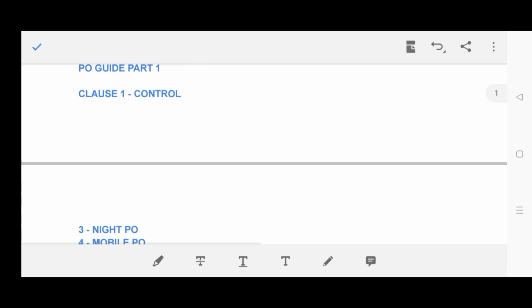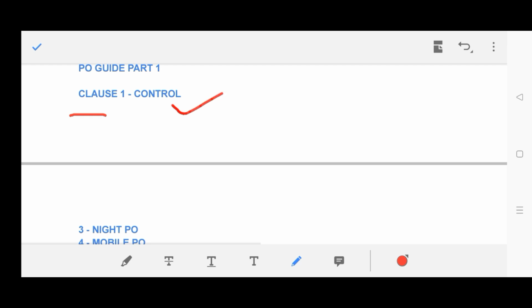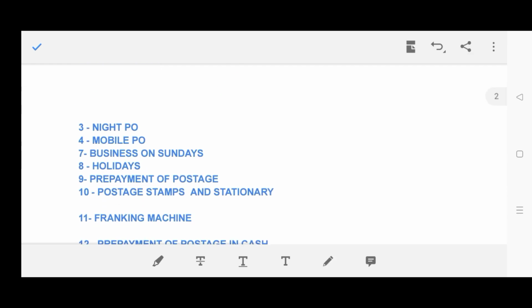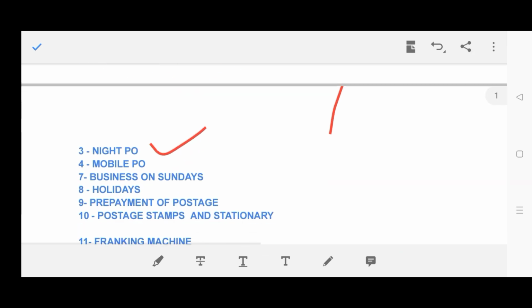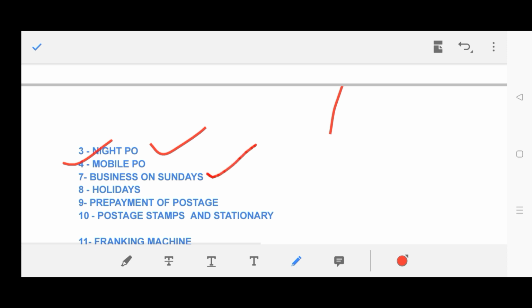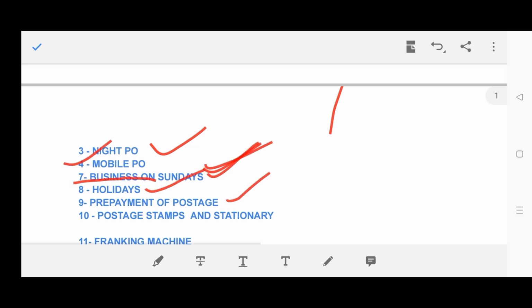Class number 1 is about control. Class number 2 is about types of post offices, and class number 3 is about night post offices. Class number 4 is about mobile post offices, and class number 7 is business on Sundays. This is very important: business on Sundays is class number 7. Class number 8 is about holidays, and class number 9 is prepayment of postage.